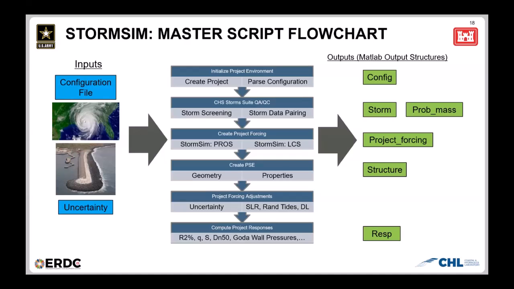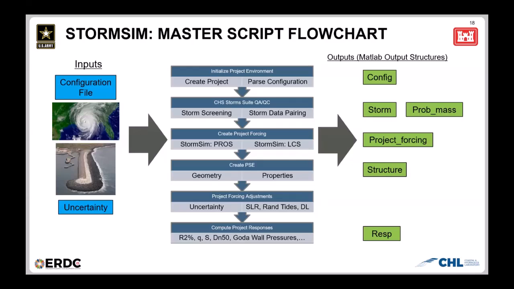That then passes through a series of steps, which starts with initializing the project environment, meaning I'm checking all the dependencies and creating the folders that I'm going to parse the outputs to. Any kind of thing that can throw off the model is checked here. Additionally, I'm parsing out the configuration file, and that gets passed through all the other subroutines that are going to be called. Then we go to the second step, which is the actual storm screening.